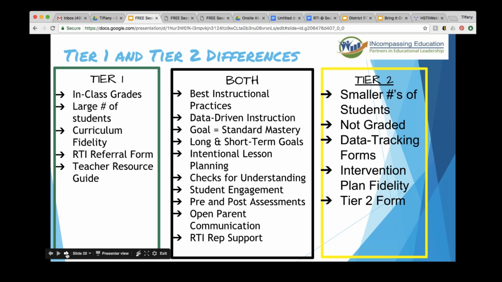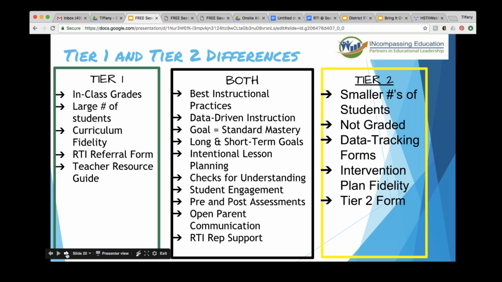You're also going to incorporate checks for understanding in every single thing that you are doing. If you are not doing everything you can to keep your finger on the pulse of where your students are in your classroom, then you really are not utilizing data to help drive your instruction. Checks for understanding can also increase student engagement because you have the students up and moving, and they're constantly knowing that the teacher is going to be checking on them and asking them to demonstrate their understanding in one way or another. So that helps with student engagement for both tier 1 and tier 2.